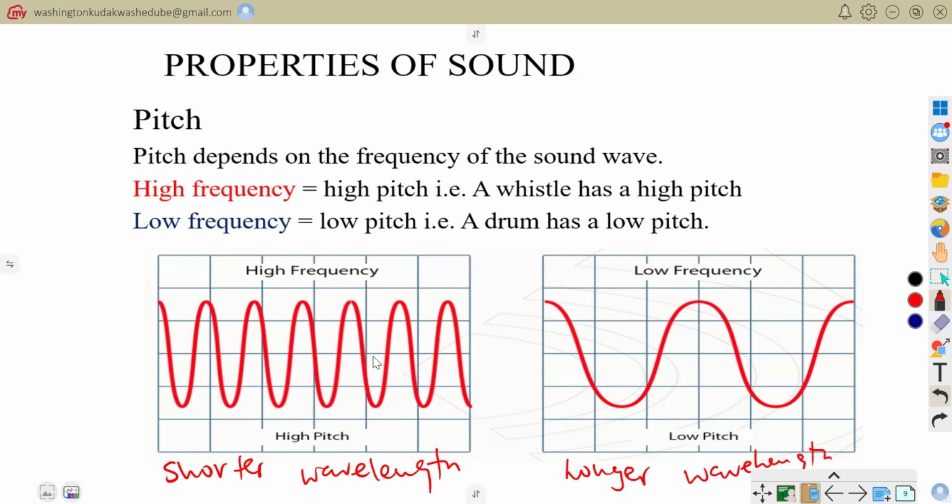Which simply means that when you have got shorter wavelength, you have got a higher pitch. When you have got longer wavelength, you have got lower pitch. That is how you differentiate pitch of sound.